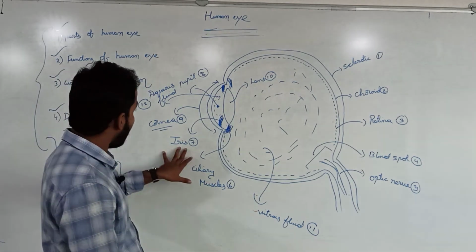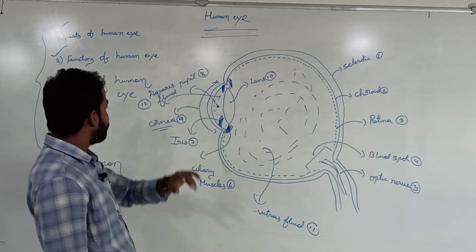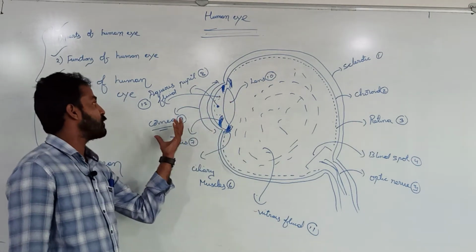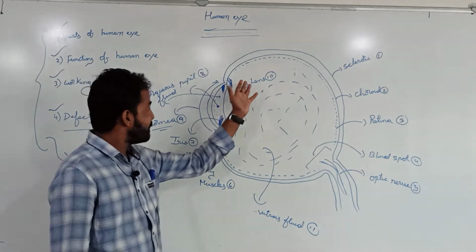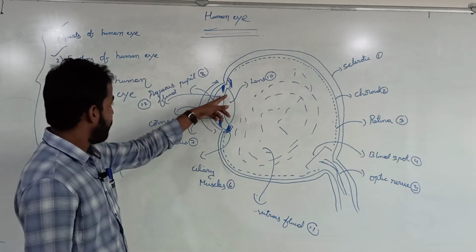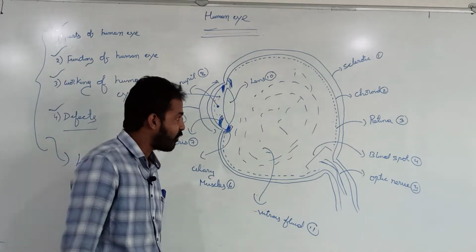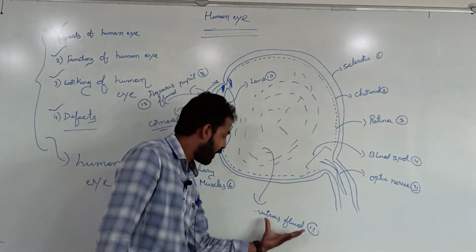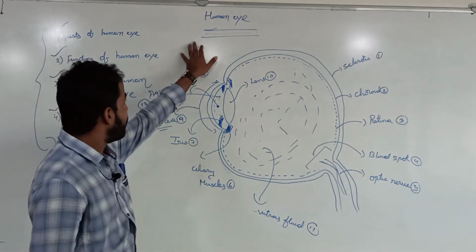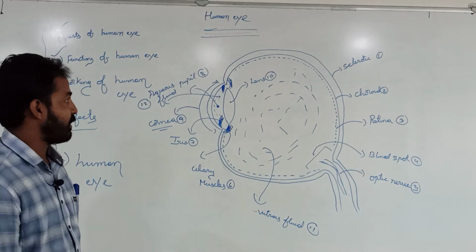So, the next part is the iris. This part is known as the iris, and this part is known as the pupil, and the outermost part is known as the cornea. This is known as the lens, and this is known as aqueous fluid. The fluid in between the lens and the cornea is known as aqueous fluid, and this fluid is known as vitreous fluid. So all these parts make up the human eye.